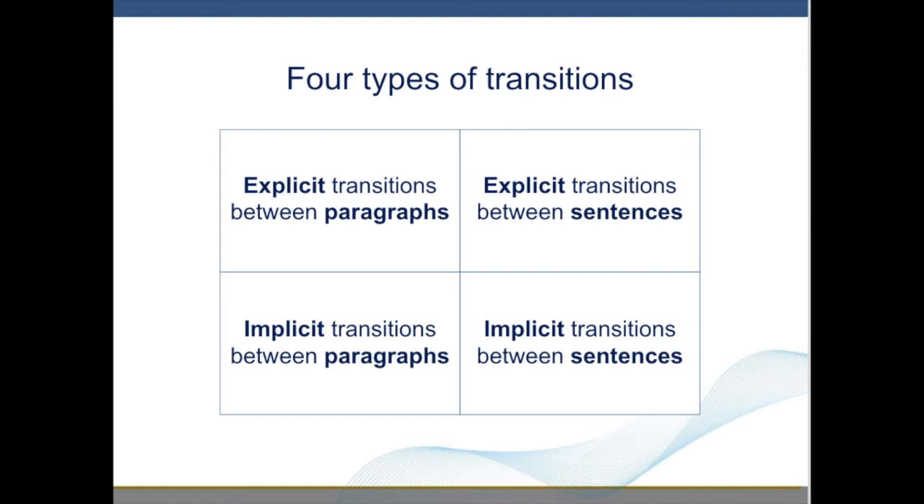For both transitions between paragraphs and between sentences, there are explicit and implicit transitions. The four types of transitions we will discuss are explicit transitions between paragraphs, implicit transitions between paragraphs, explicit transitions between sentences, and implicit transitions between sentences.